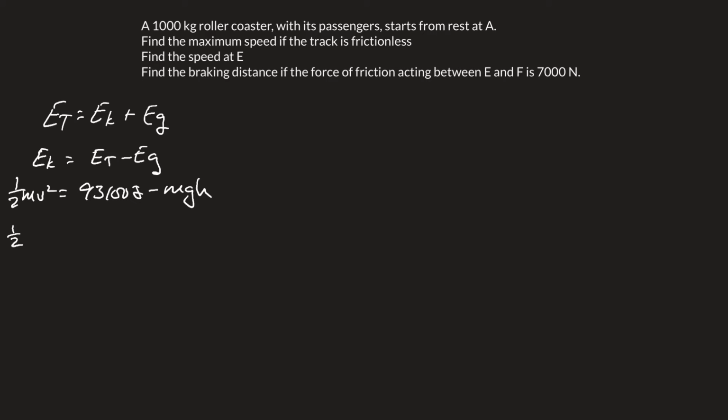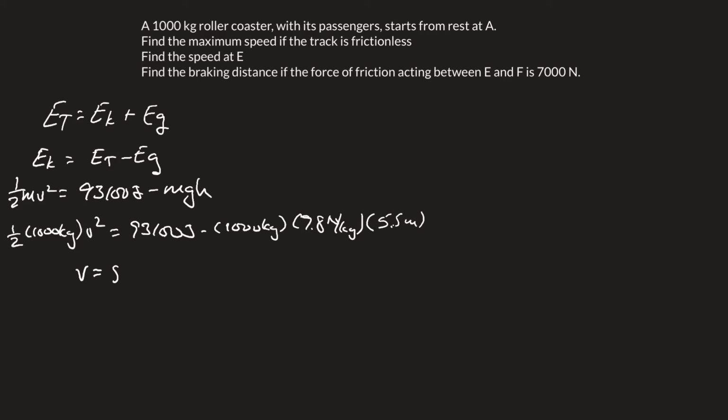So our mass again is 1,000 kilograms. We're solving for our velocity, minus our gravitational potential energy. And our height at point E is only 5.5 meters. So I can rearrange this and solve. You end up with a velocity value of 9.8 meters per second.